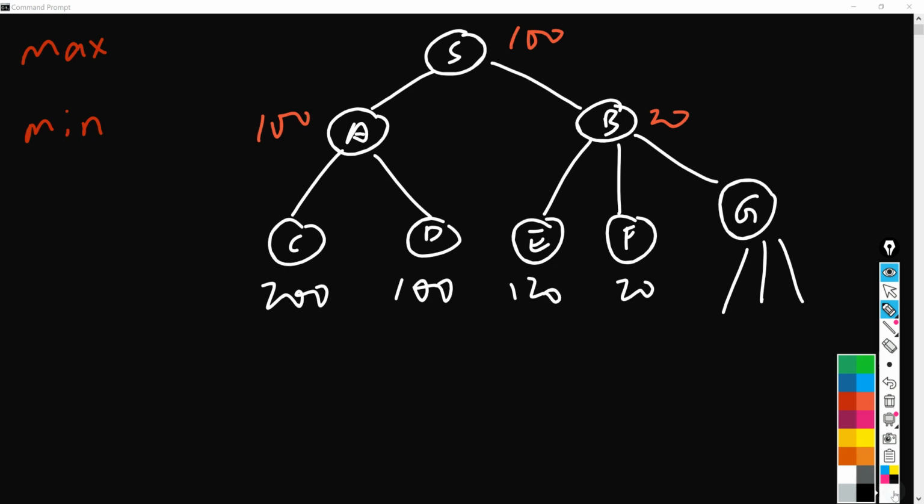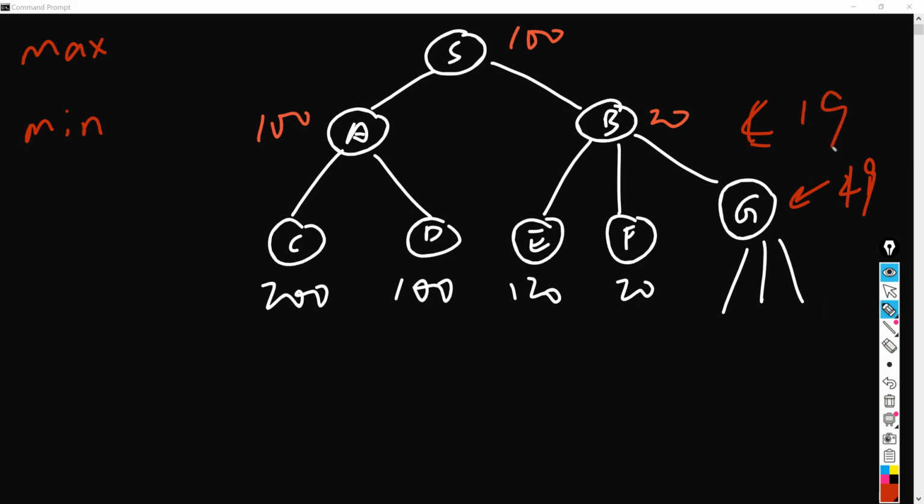It's because for whatever value G has, the value of B can just be less than or equal to 20. For example, if G equals 21, then B gets the minimum value of these three nodes, which is still 20, and if G is, for example, less than 20, then B will change to 19 instead. However, the S node will still pick the maximum value between 100 and 19, so the value of S actually will not change. Since the result will not change, and in order to improve efficiency, the whole node here, including G and G's children, gets pruned.